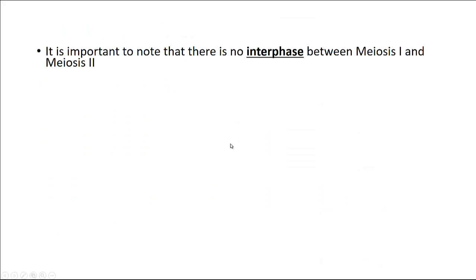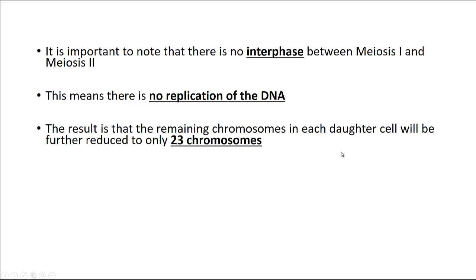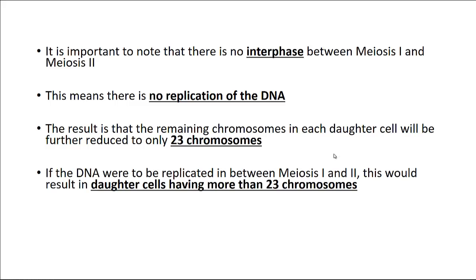Now, in between meiosis 1 and meiosis 2, there is no interphase. We don't go back into interphase. That means that there is no replication of the DNA in between meiosis 1 and meiosis 2. So that's a significant thing to point out there. The result is that we'll only end up with 23 chromosomes when we're done. If you were to replicate your DNA in between meiosis 1 and 2, that would mean that you would go back to having double the amount of DNA, and when the daughter cells were finished, they would have 46 chromosomes rather than 23.